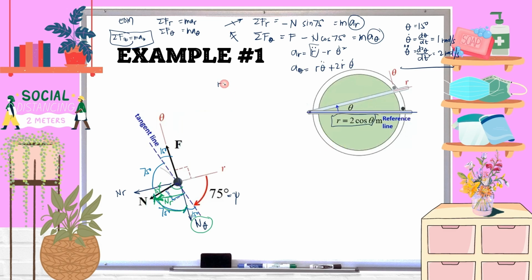So we now have r, which is 2 cosine theta. Theta is 15 degrees, so we will substitute the values later. So at theta 15 degrees, first, let's solve for the derivative. So we have r dot.